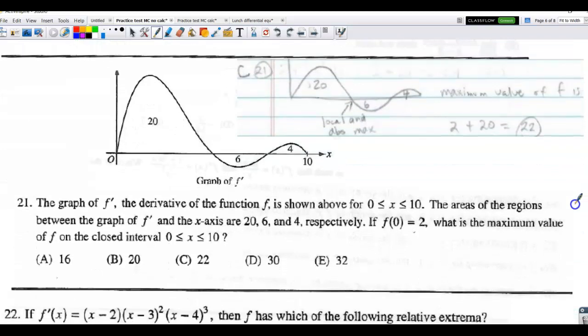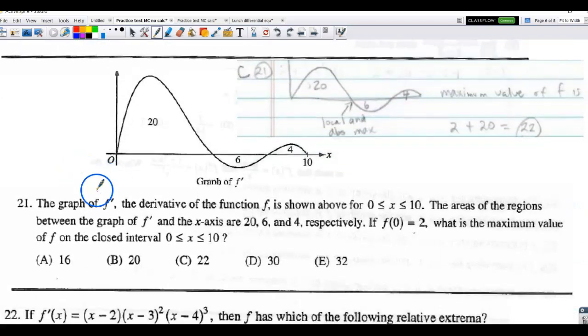In number 21, the graph of f prime, the derivative of f original, is shown from 0 to 10, and the areas of the regions between the graph of f prime and the x-axis are given, and those are in the graph, and I drew my own graph. What is the maximum value? So we're doing extreme value theorem, maximum value on the closed interval.